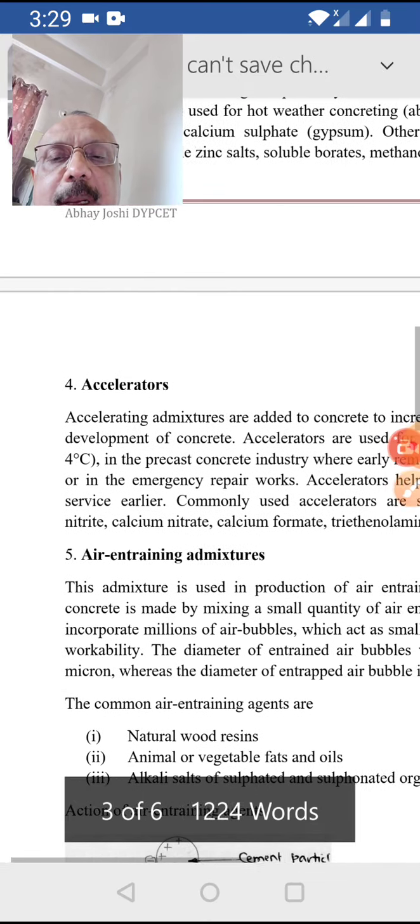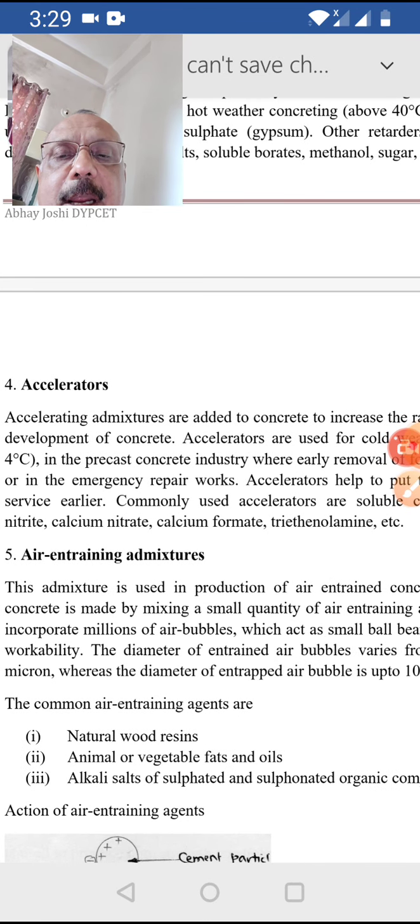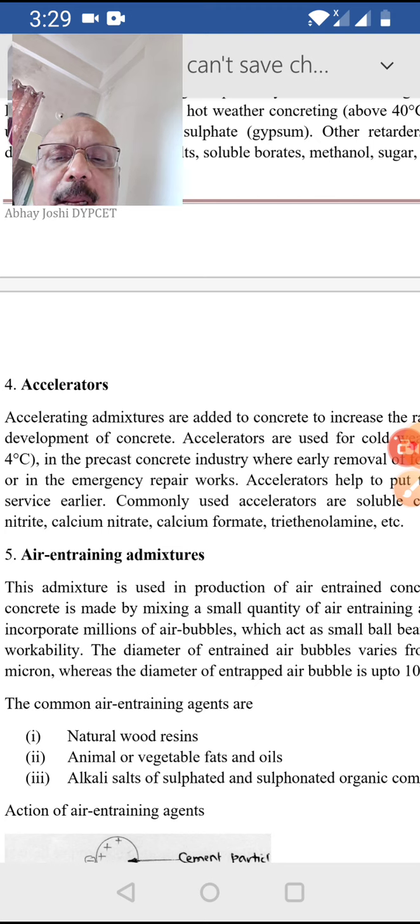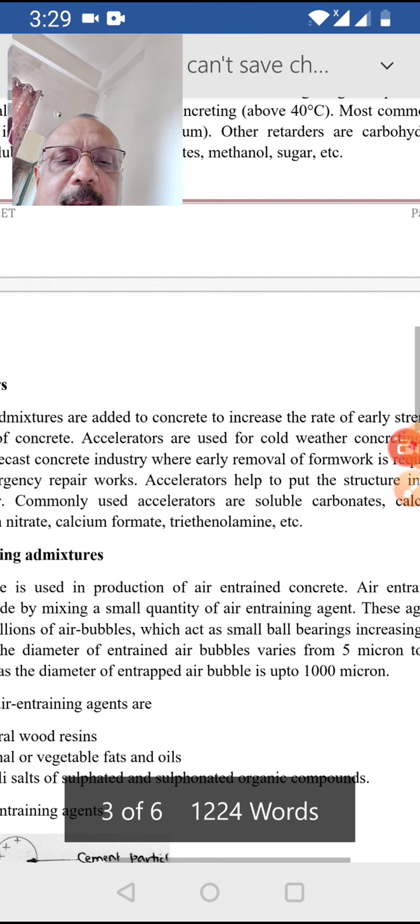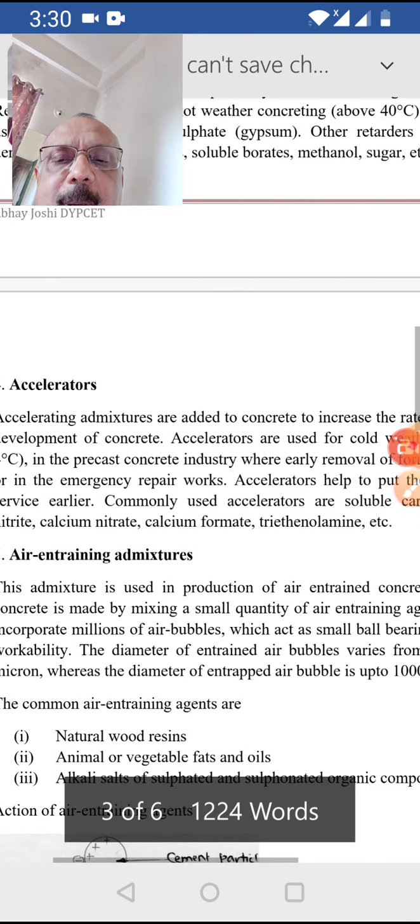Now, next category of admixture is air entraining admixtures. Sometimes intentional incorporation or addition of air is beneficial. Actually, a very small quantity of air is entrained or allowed in the form of millions of air bubbles, which act as very small ball bearings, and the diameter of entrained air varies from 5 micron to 50 micron.